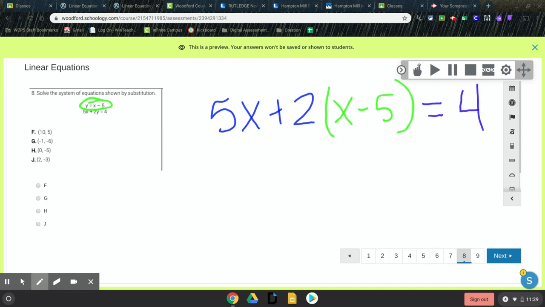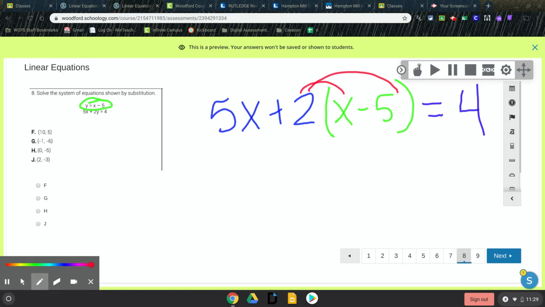equals 4 and solve. Remember, step 1, distribute. Step 2, combine like terms. And then follow the rest of your steps from your cheat sheet. Isolate variables, isolate constants, get them on the same side, solve for your x.